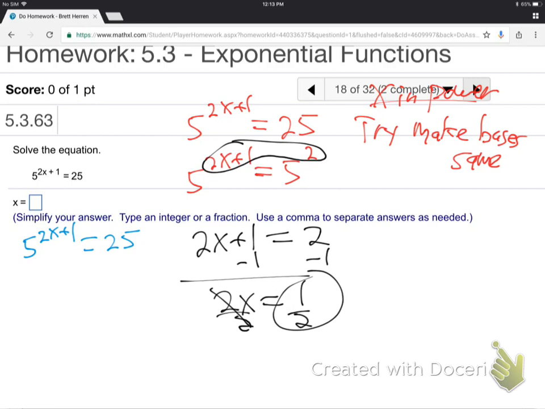And that's why you need these special techniques of making the bases the same, if you can. If you can't, we'll do the LN in a minute. Or maybe, I don't know if we do it in this section. All right?